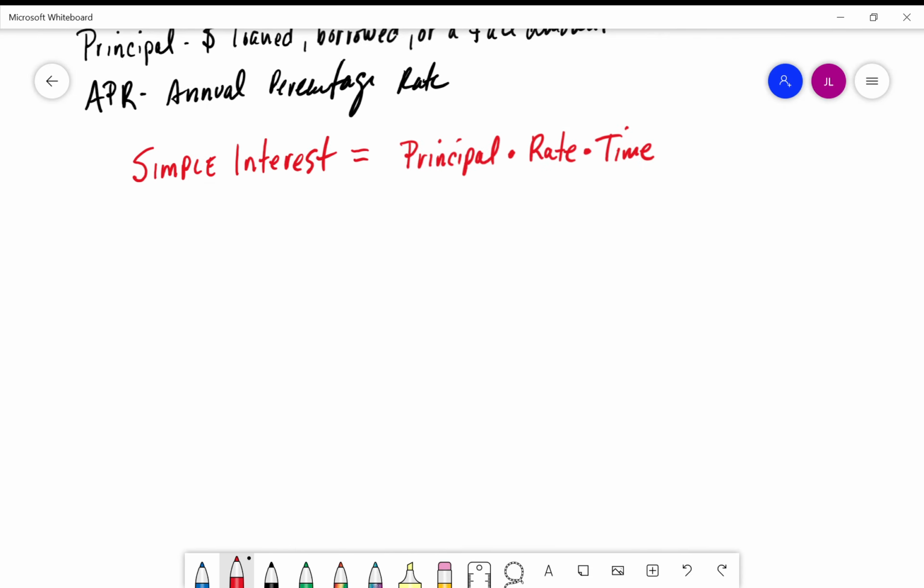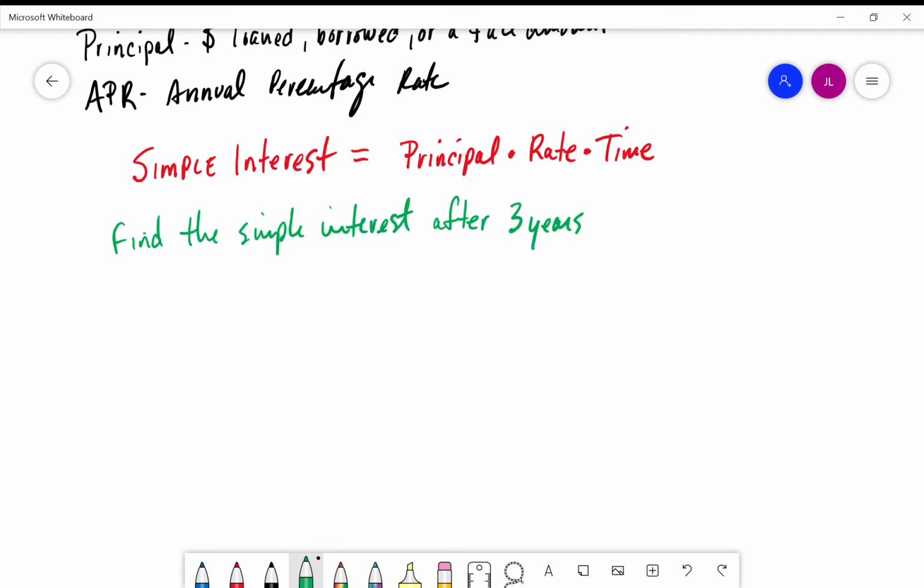So let's say, for example, we want to find the simple interest after 3 years on, let's say, $500 with an APR of 8%. So what this means is we're getting an 8% return on our money every year. We want to know what we're going to have after 3 years.